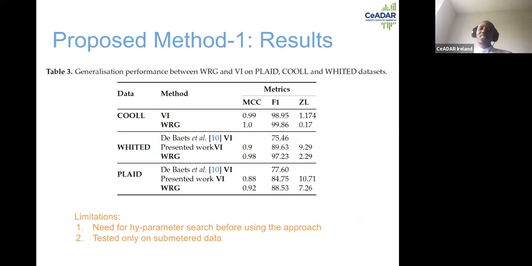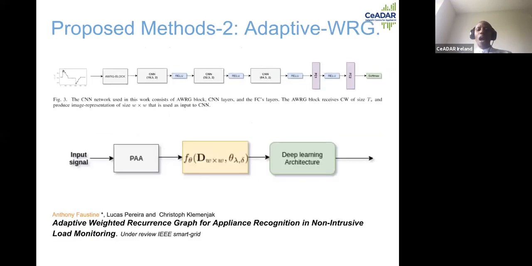But two, we tested this approach only on a submetered dataset. In actual fact, if you need to apply these techniques in a practical situation, you'll be monitoring the aggregate signal. So to address this limitation, we proposed another approach, which is known as the adaptive weighted recurrent graph.